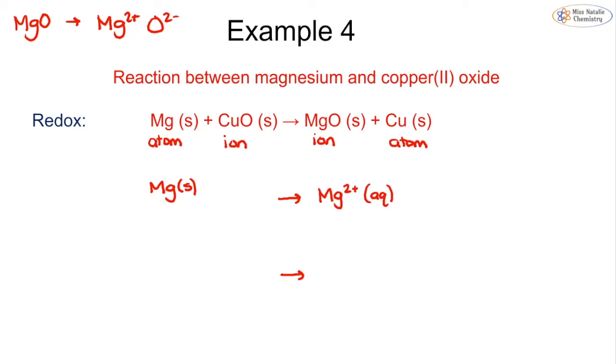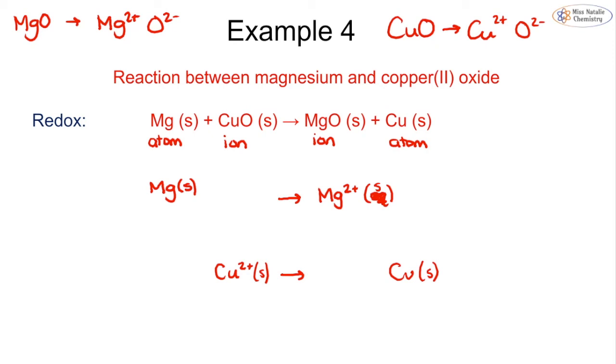So then we have copper. When we have CuO, its ionic formula is Cu2+ O2-. So this is going from copper ions to copper solid, or copper atoms. So then we're going to look at what's being lost and what's being gained.